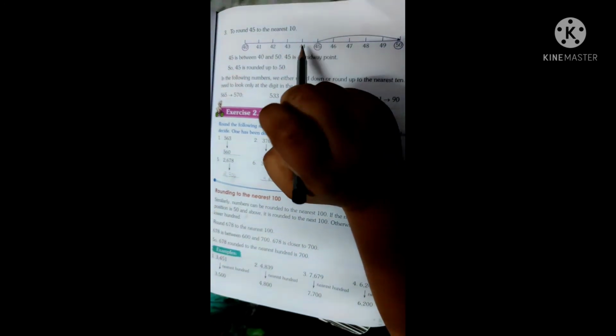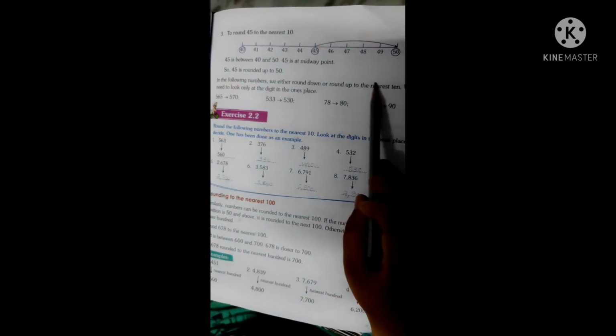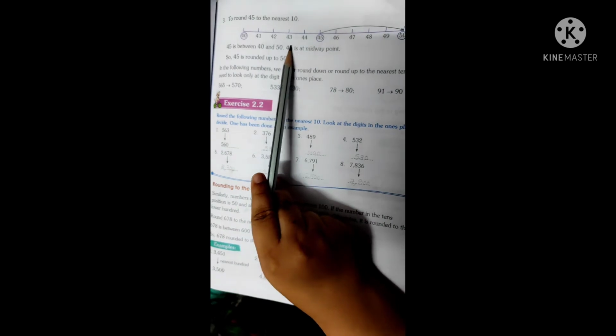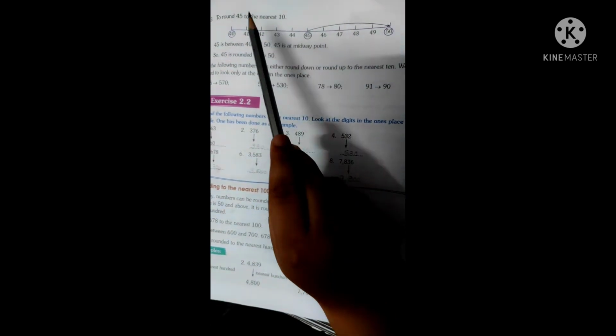So 45 is always rounded up to 50 only. For example, 91 goes to 90. We can count like this also. We will draw the number line and say this is having 5 digits and this is having 5. Because 45 is the midway point, the 45 number should always go to the next number. So if 91 is given, think 90, 91, 92, 93, 94, 95, 96, 97, 98, 99, 100. So here 91 is rounded up here.